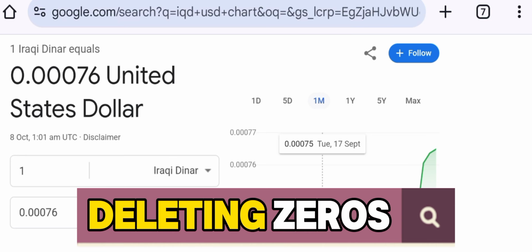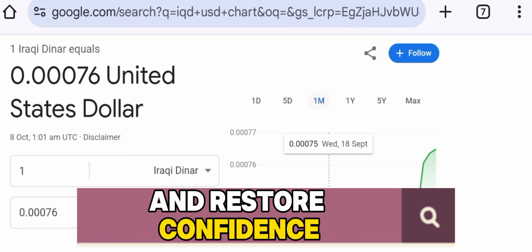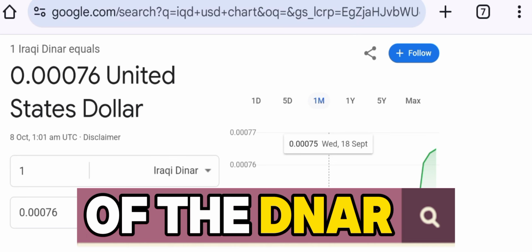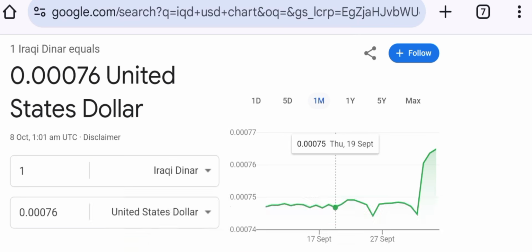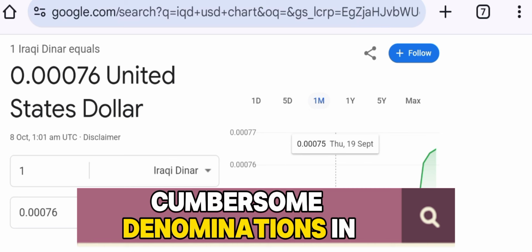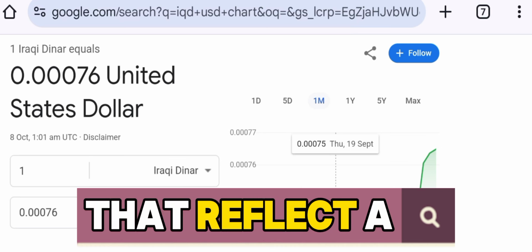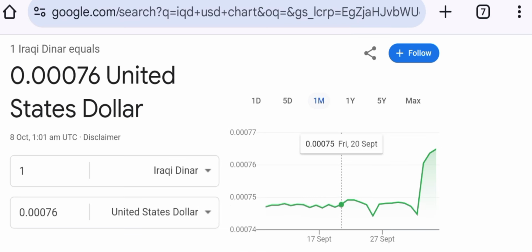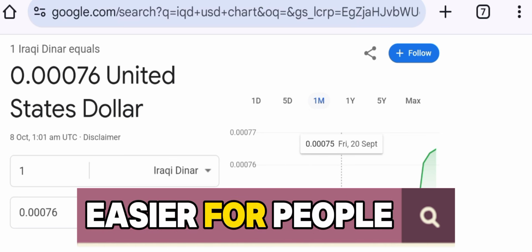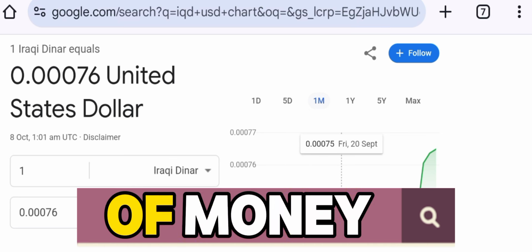The idea behind deleting zeros is to simplify the monetary system and restore confidence in the currency. It is not an attempt to diminish the value of the dinar or reduce people's savings. Instead, the objective is to reduce the number of large, cumbersome denominations in circulation and replace them with lower denominations that reflect a more stable currency. This is aimed at improving the overall efficiency of the economy, making it easier for people to conduct everyday transactions without needing to carry large sums of money.